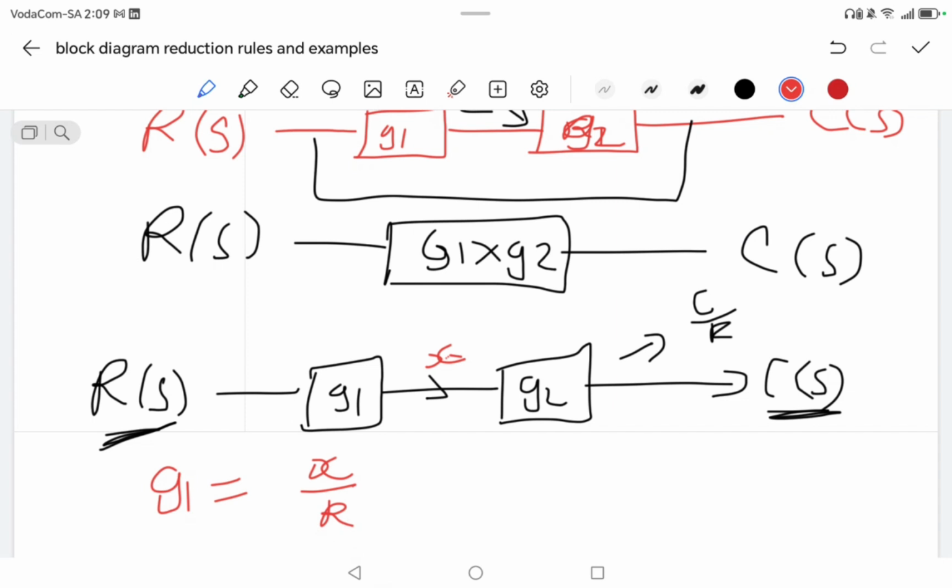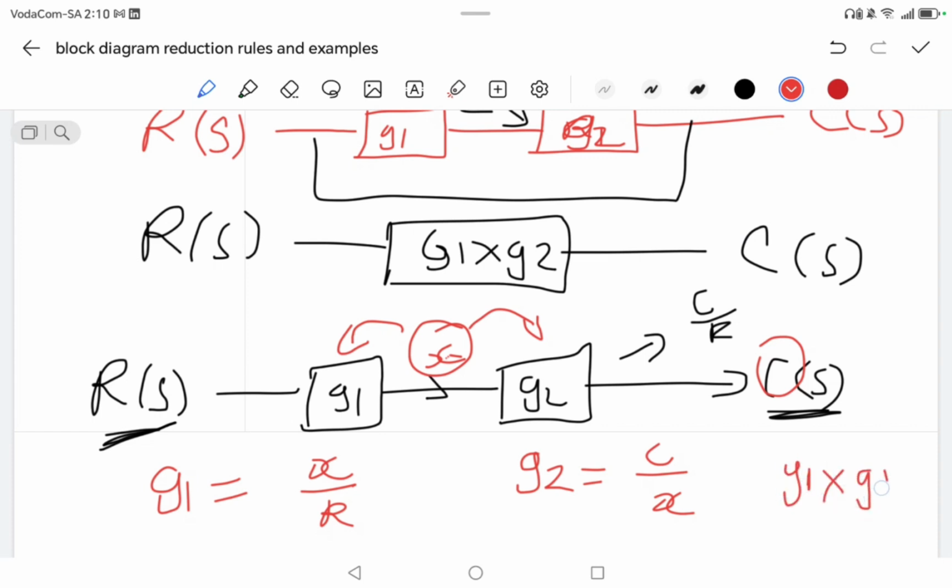Then what is going to be the output of G2? Because this is the output of G1, and being the output of G1, it becomes the input of G2, right? So that means G2 is equal to C over X, right? Then what did we say will be how we're going to solve series? You are right. It's going to be G1 multiplied by G2, right?